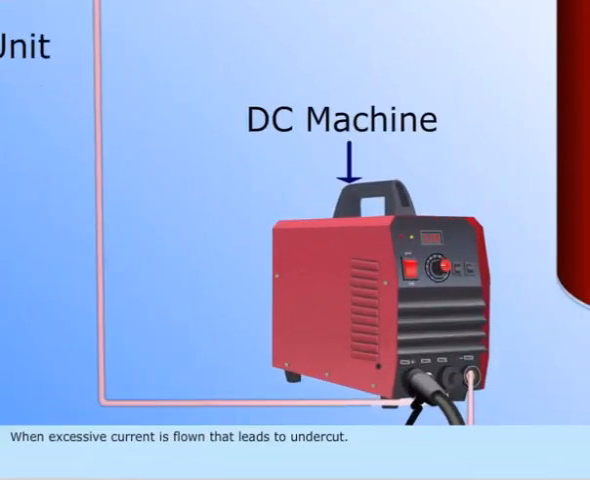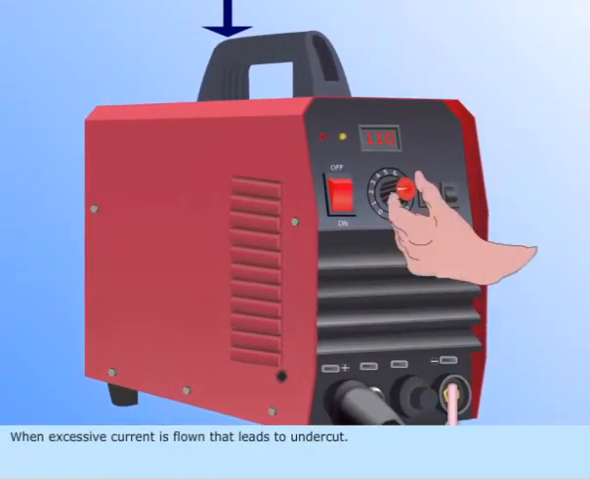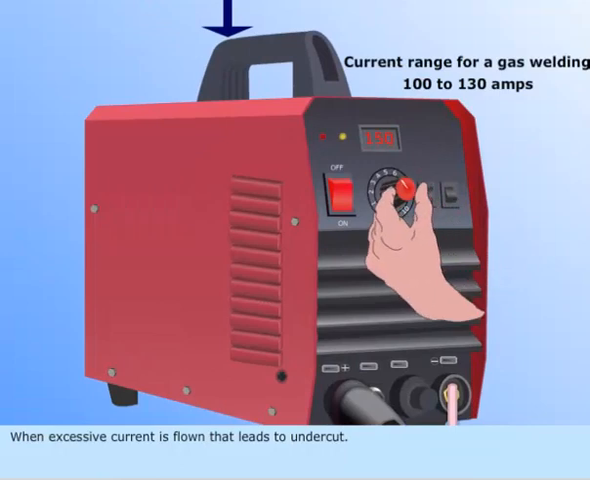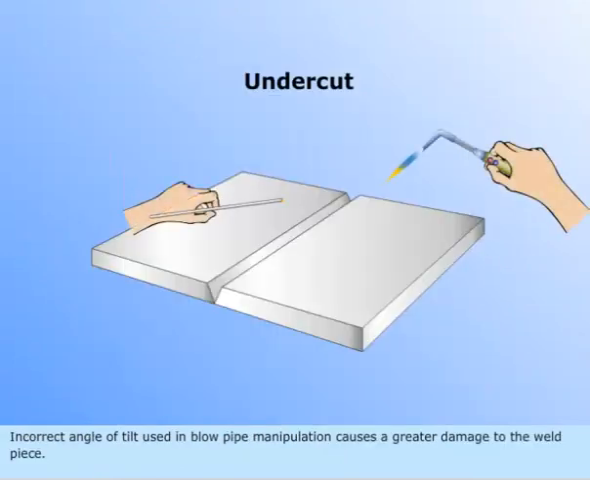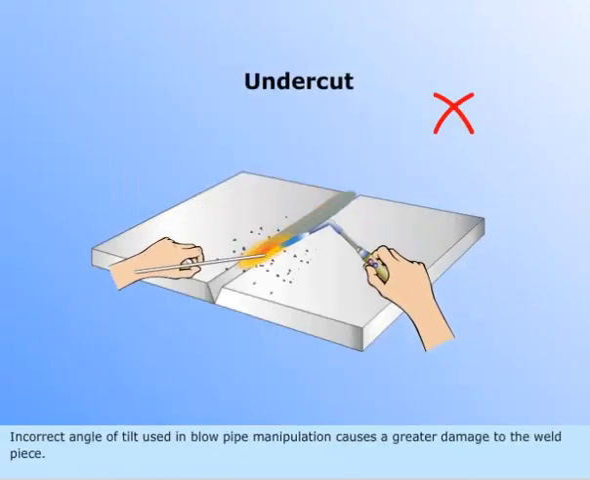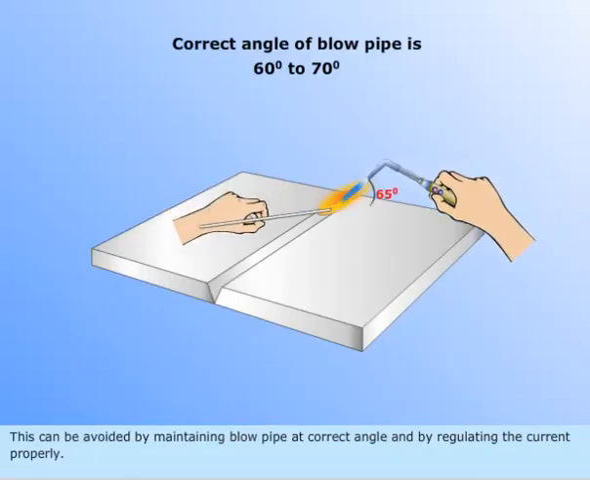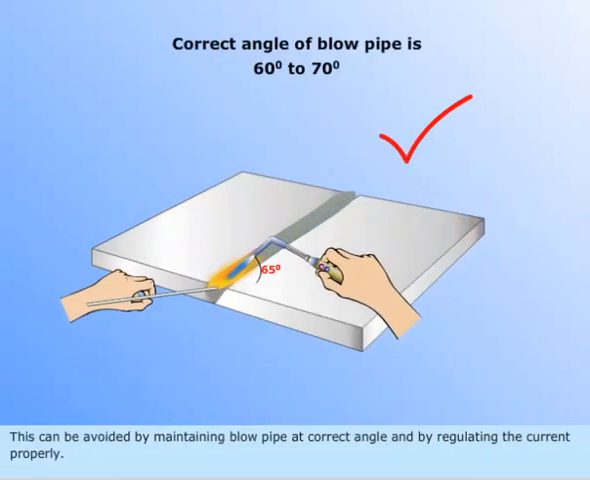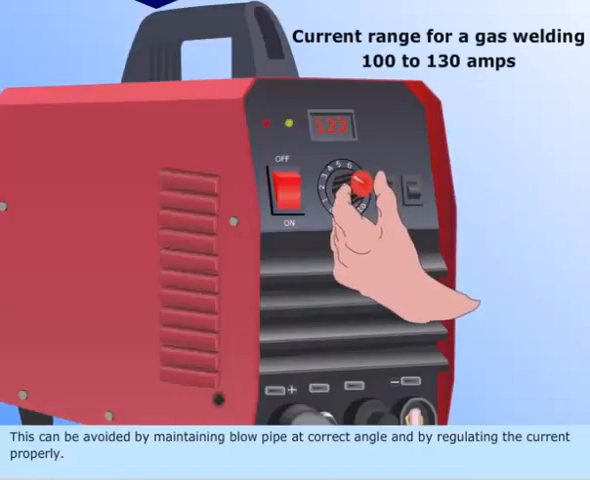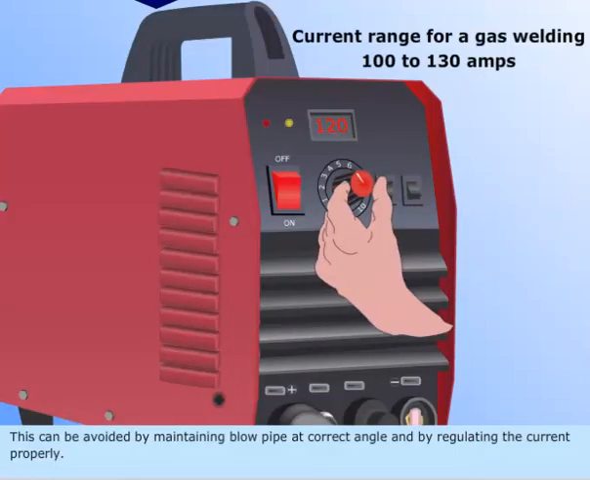When excessive current is flown, that leads to undercut. Incorrect angle of tilt used in blowpipe manipulation causes a greater damage to the weld piece. This can be avoided by maintaining blowpipe at correct angle and by regulating the current properly.